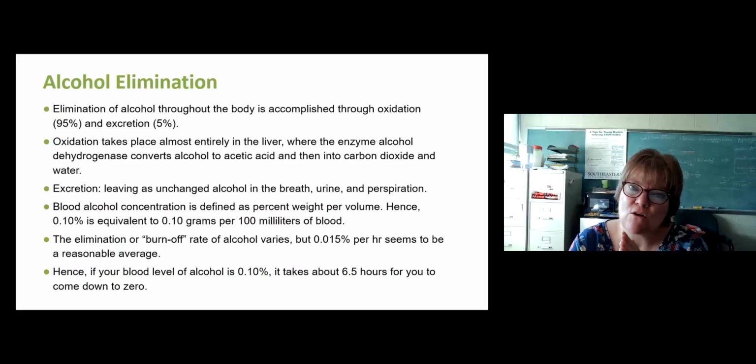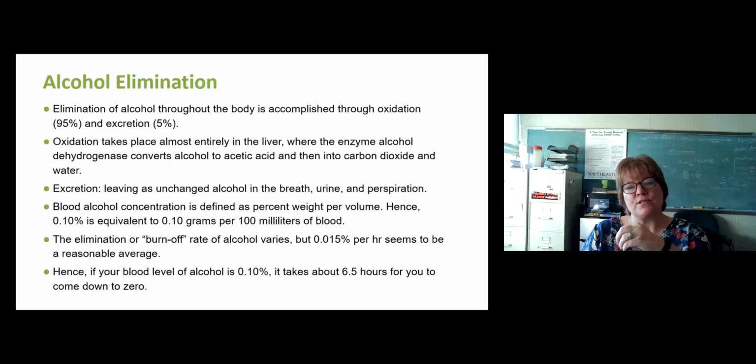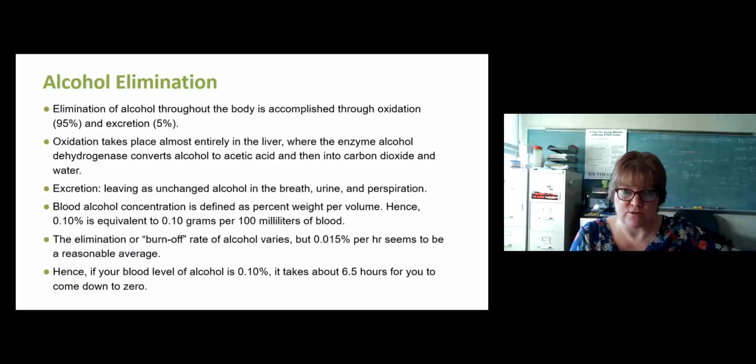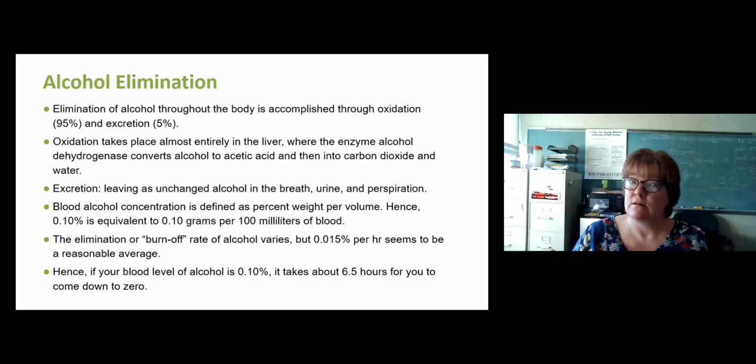The blood alcohol concentration is something we will refer to a lot, and that's going to be determined as percent of the weight per volume. We won't worry too much about that, but the idea is that 0.10% means 0.10 grams per 100 milliliters of blood, and that will affect how people do the calculations. We're going to do a sample calculation in class.